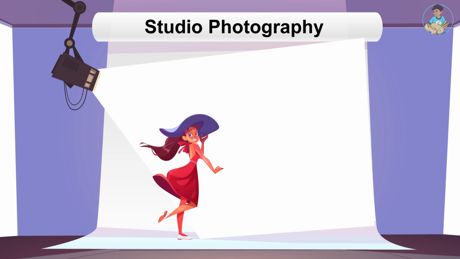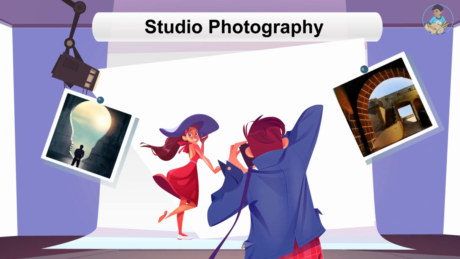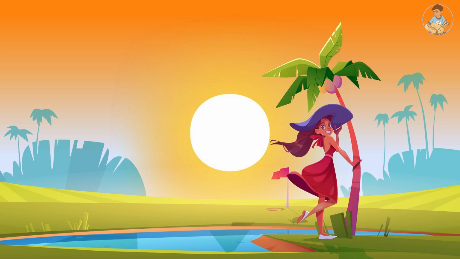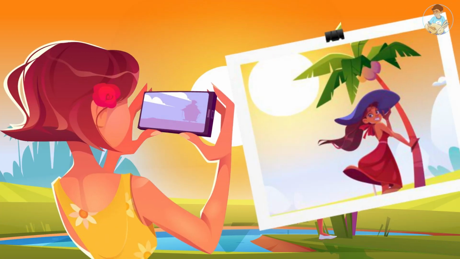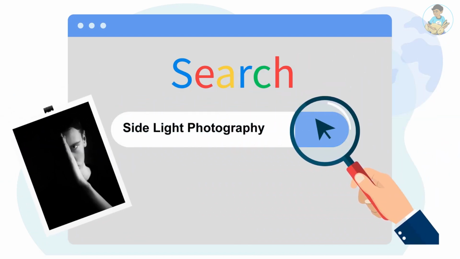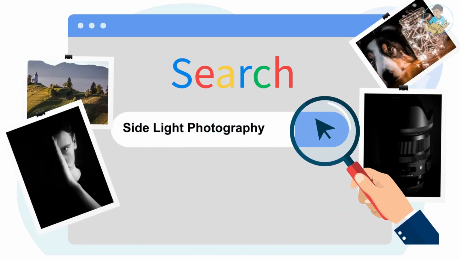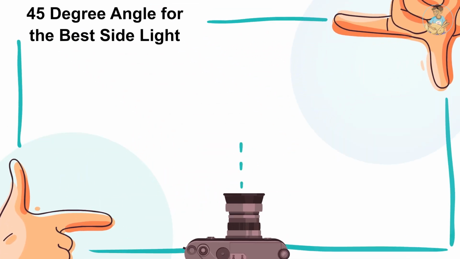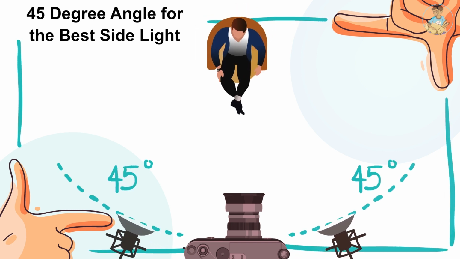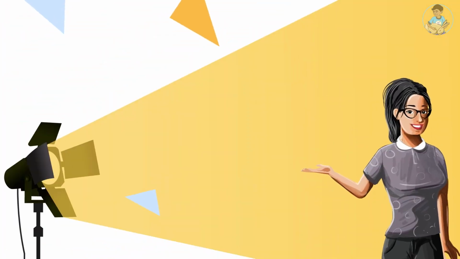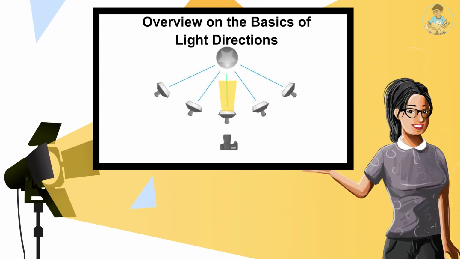Side light works great for photos taken in studio. However, there are a few stunning examples of landscape photography using side light. The only thing one needs to worry about when using natural light is the time of the day. You may also want to look on the internet for some amazing product photography examples that use the side light technique. While it takes patience and effort to master any skill, as a tip, try to use a 45-degree angle for the best side light. So this was a quick overview of the basics of light direction.